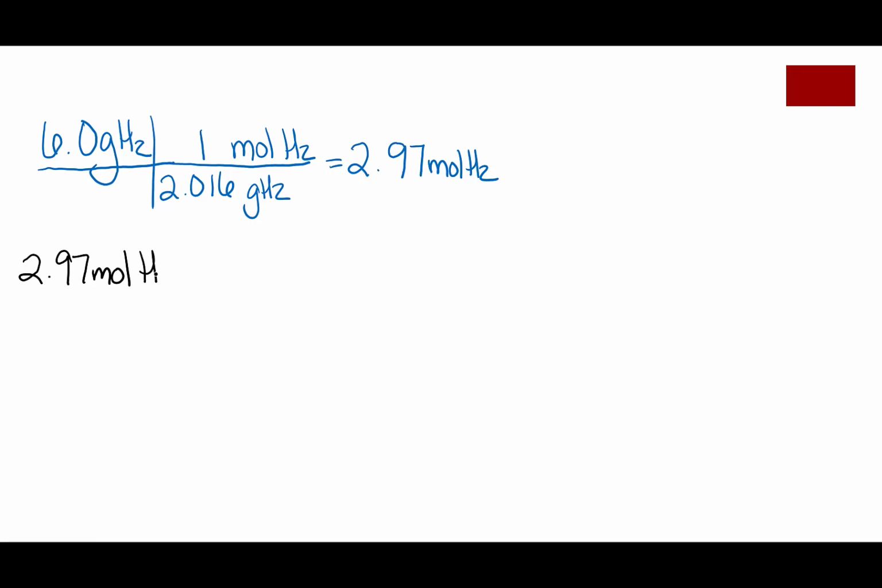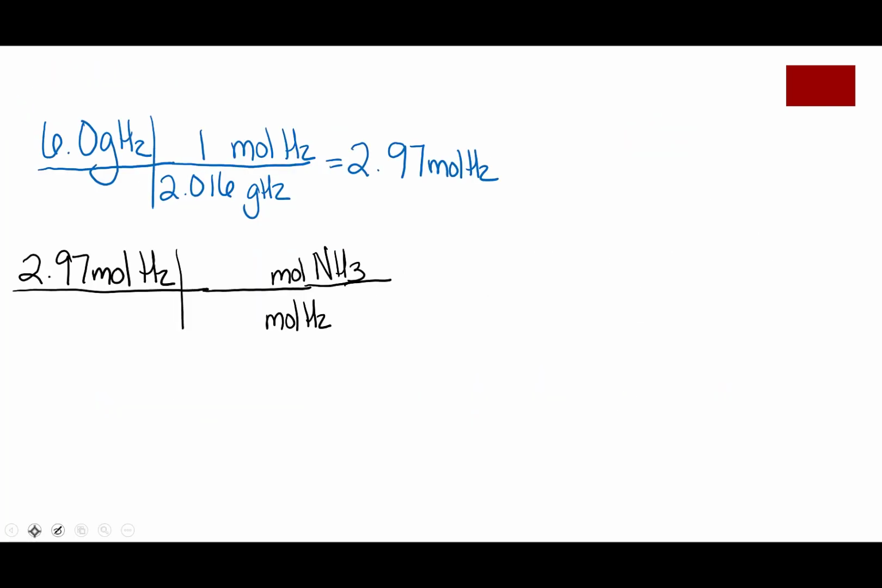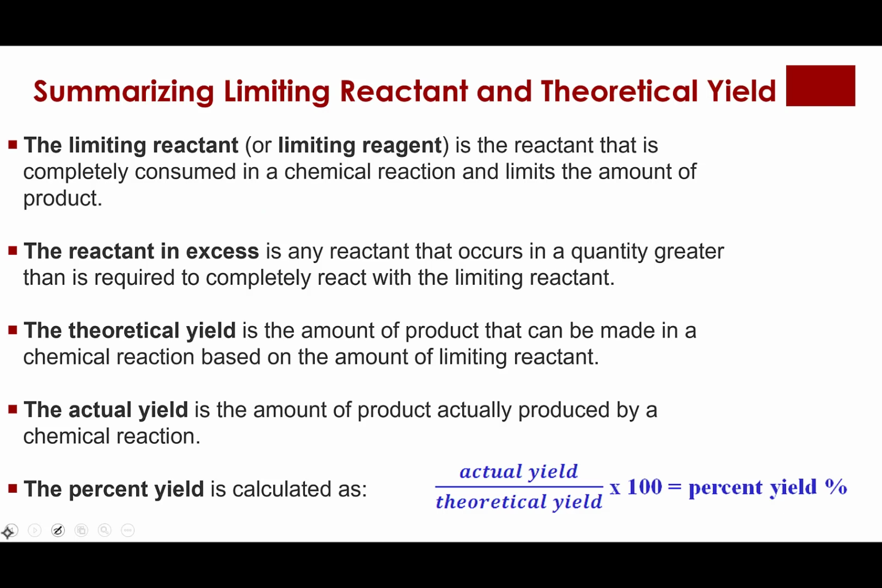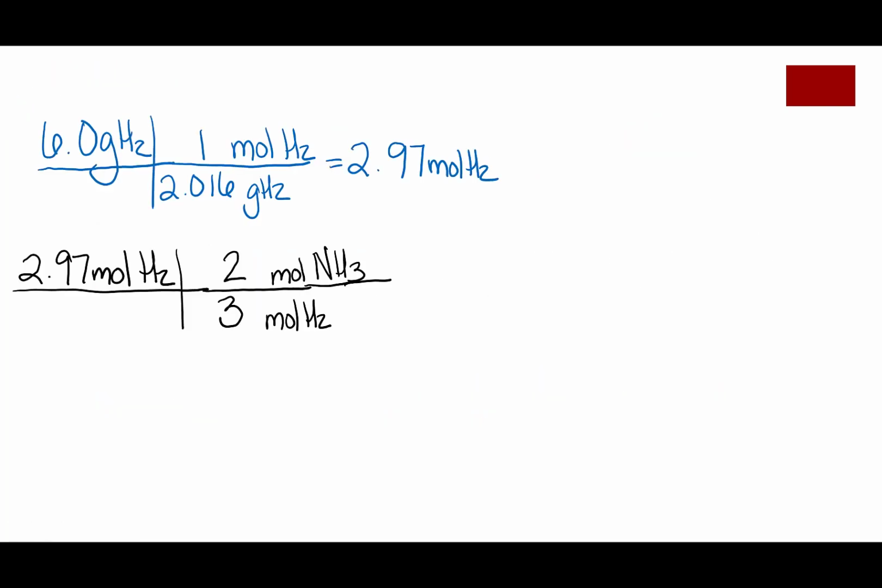moles of hydrogen to moles of our product, right? To do this, we have to look at our balanced chemical equation. So the coefficient 3 is stuck to hydrogen, and the coefficient 2 is stuck to the NH3, the ammonia. So we need to make sure we get those into our equation. Multiply across the top, divide by the bottom. So 2.97 times 2, divided by 3, and we get 1.98, and now we're in moles of NH3.